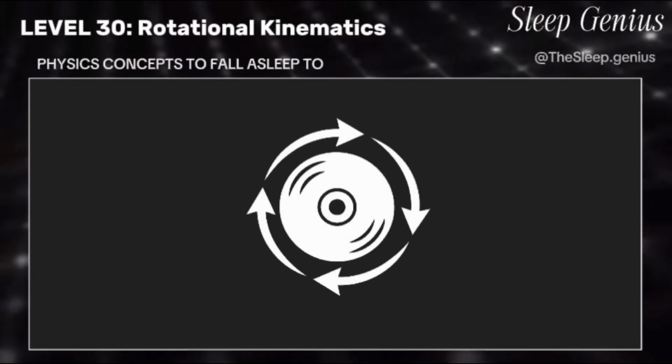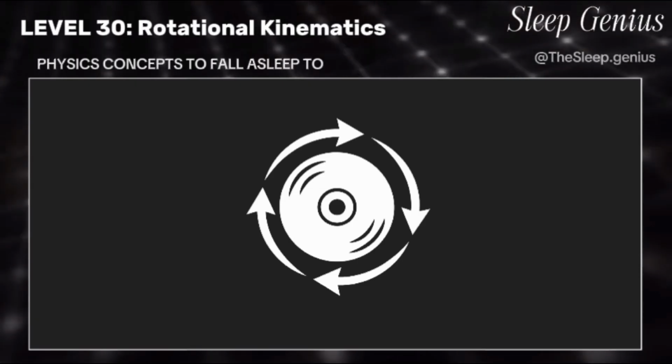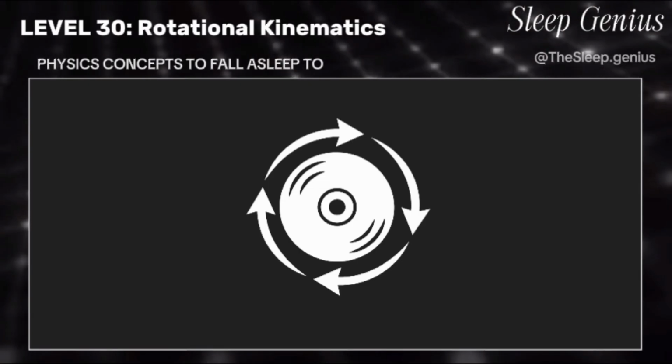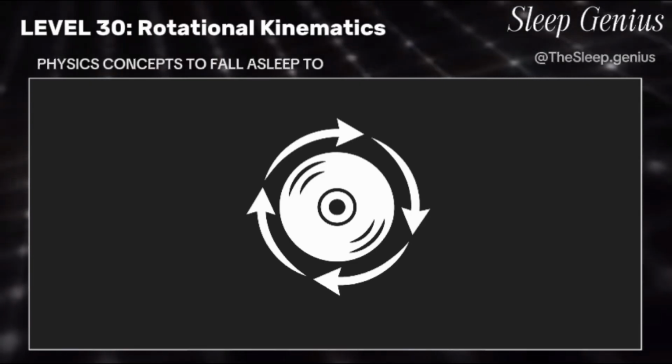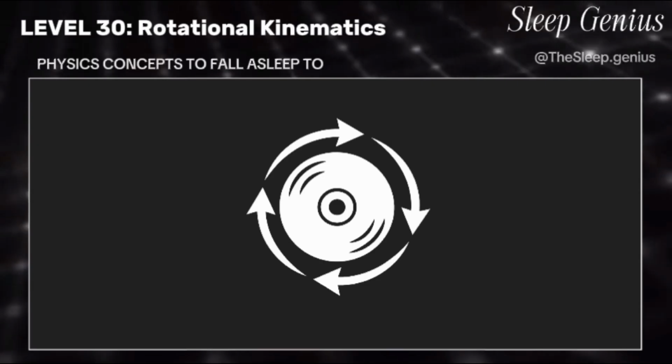Rotational kinematics. Rotational kinematics studies how objects rotate around an axis. It explains the motion of spinning wheels, turning fans, and planets orbiting the sun. The main idea is to understand how angular position, angular velocity, and angular acceleration describe rotation over time. It shows how motion in a circle differs from motion in a straight line.